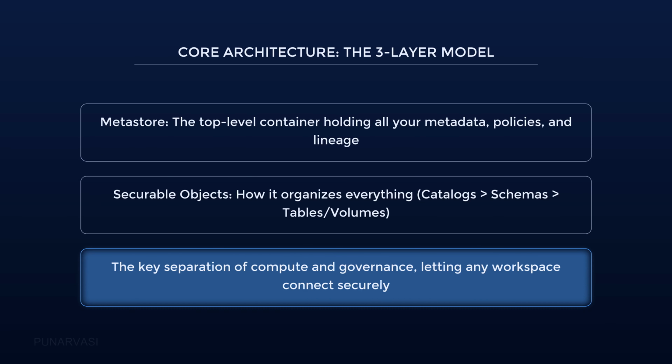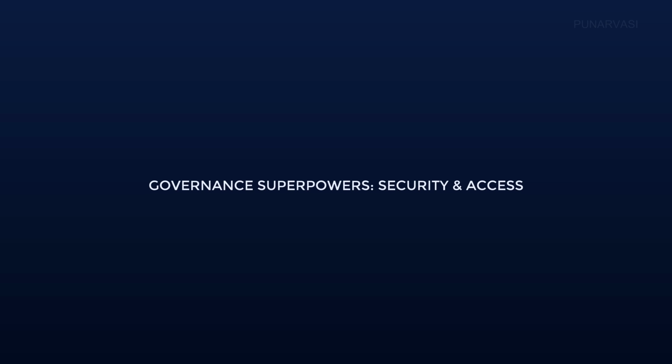Picture that three-layer structure. The catalog, your top-level domain, schemas, your organized containers, and finally, your actual data tables. This is your universal hierarchy. Now, lock it. Grant access once, at the catalog level, and those permissions flow down, unbroken, to every single table beneath it. One rule set, everywhere. That's the power of engineered inheritance. Unity Catalog makes your scattered data chaos obsolete.